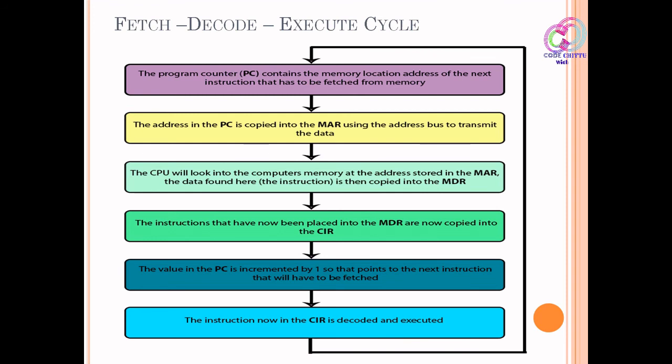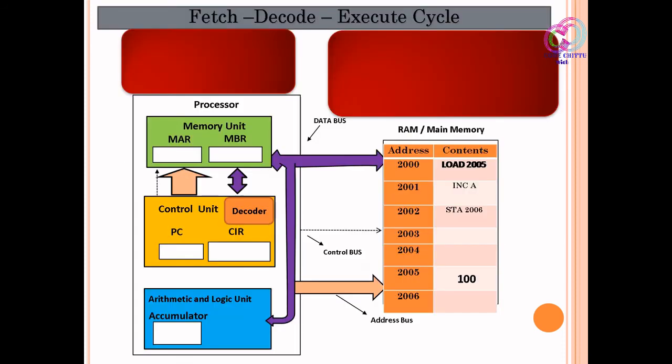The second instruction will also go through this step by step process. Let's see it with animation step by step, so that you can easily understand. So this is our fetch execute cycle. You can see here the processor and memory unit. Two registers in the memory unit are MAR and MBR. Again I am telling, in MAR only addresses will be stored, and in MBR only data or instructions will be stored. And in the control unit, two registers: PC and CIR, the program counter and the current instruction register.